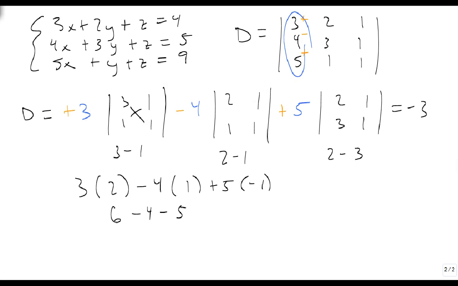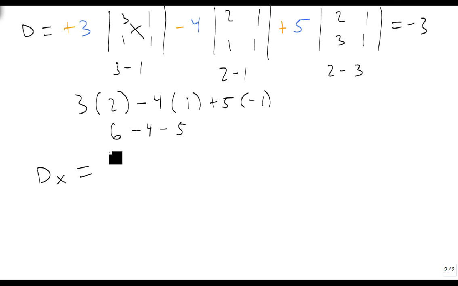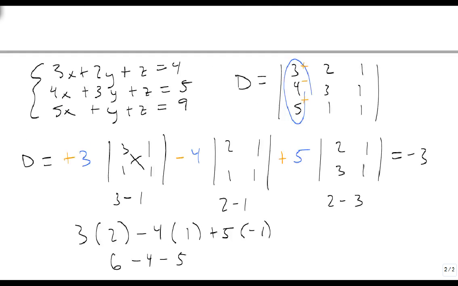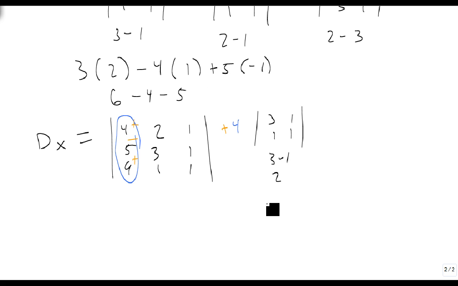Well, now we need to do Dx, and Dx comes from replacing the first column with 4, 5, 9. So Dx is 4, 5, 9, 2, 3, 1, 1, 1, 1. And again, this is going to be my ugly piece, and it goes positive, negative, positive. So we're going to get positive 4 times 3, 1, 1, 1, and we already know that one. We've already done it. That's 3 minus 1, or 2. So we can speed up by reusing the pieces that we have, if there are any.